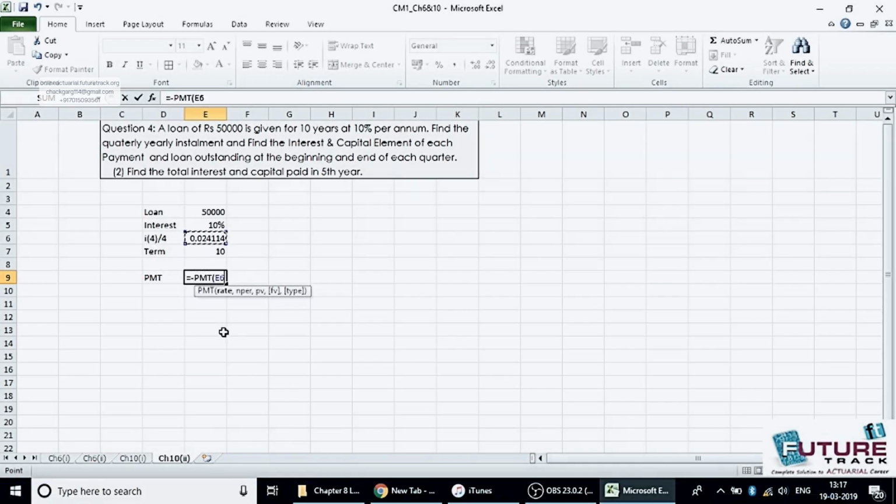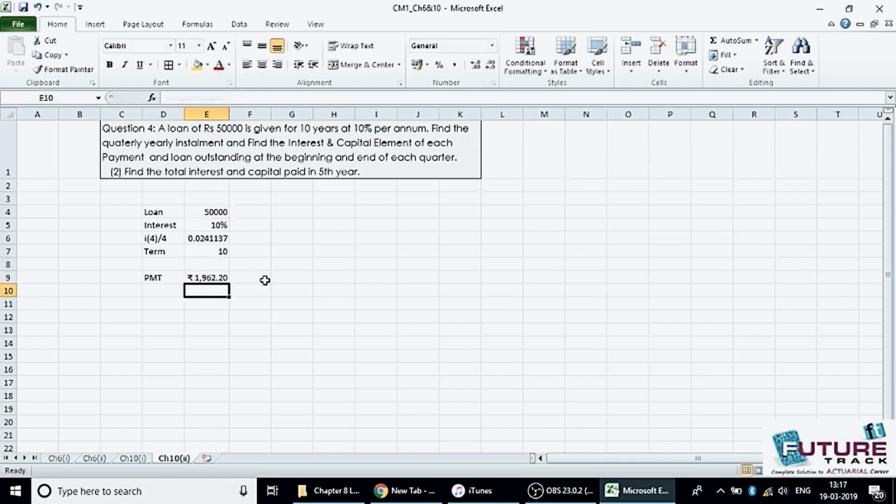Now please class, take care. We have to take effective rate of interest, not yearly rate of interest. So effective rate of interest. Number of payments are not 10. Term is 10, so this into 4, because in every year we are paying 4 payments. And the present value of loan is this. Please take care of these two things. One is you have to take effective rate of interest per quarter, and second is we have to take the number of payments here. So I have multiplied the term into 4. So this is my installment which I have to pay.